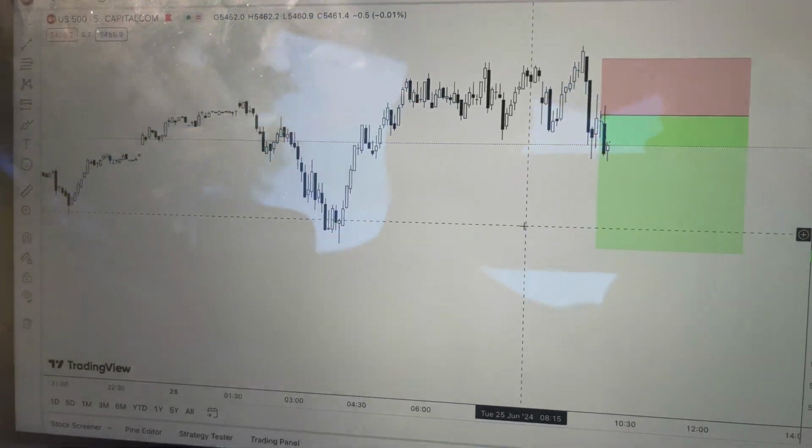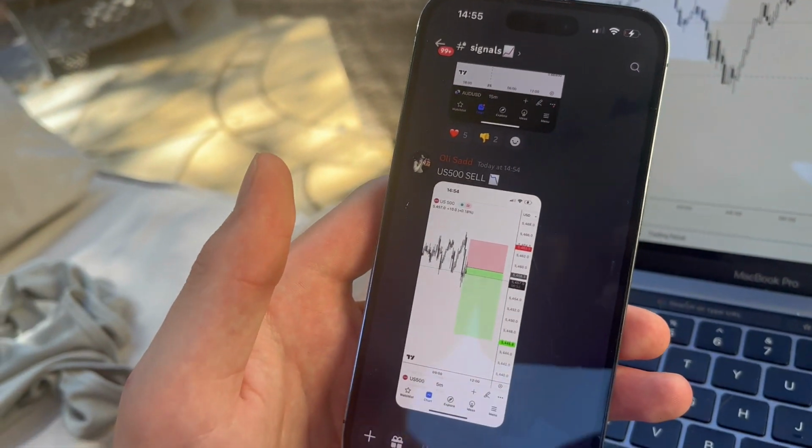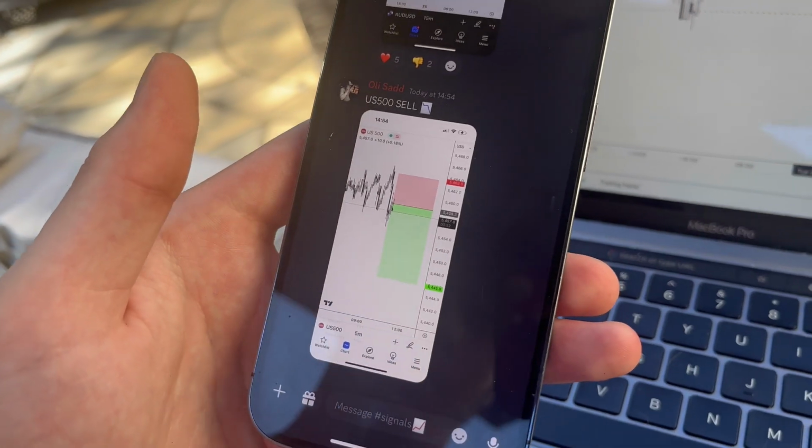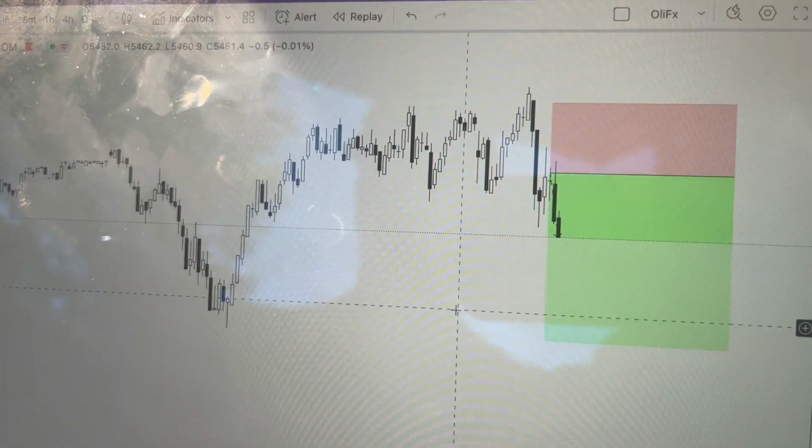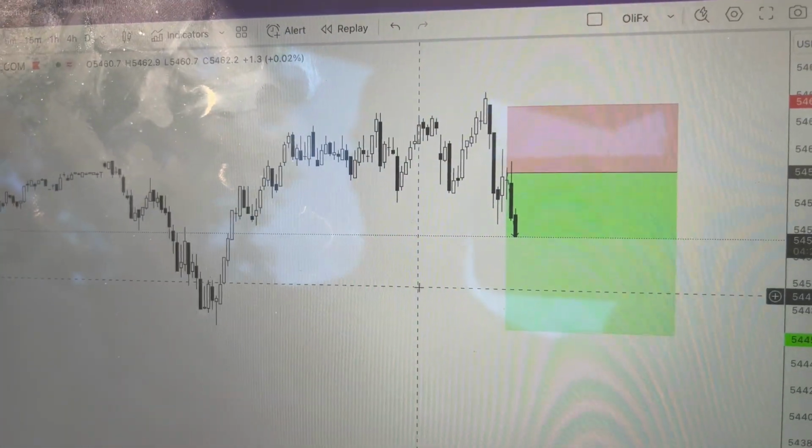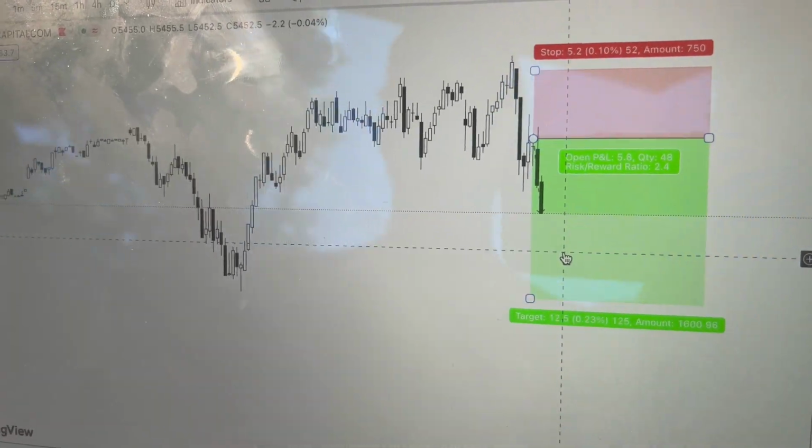Right, we've just sent the trade out. I've just sent in the group. Look, we've got a US 500 sell, so S&P, for anyone who doesn't know. Just sent out to our clients, and it is dropping beautifully. It's a 1 to 2.4.